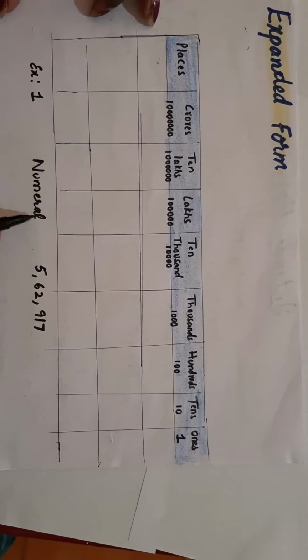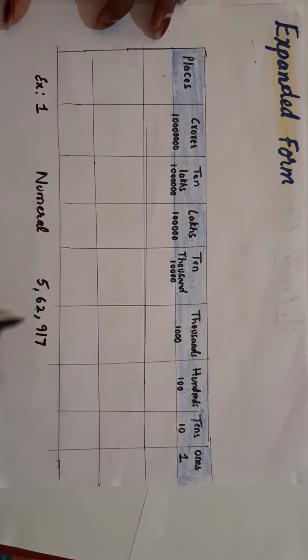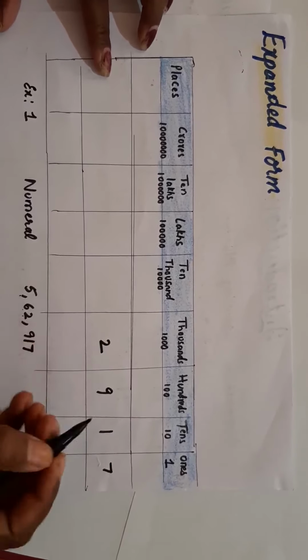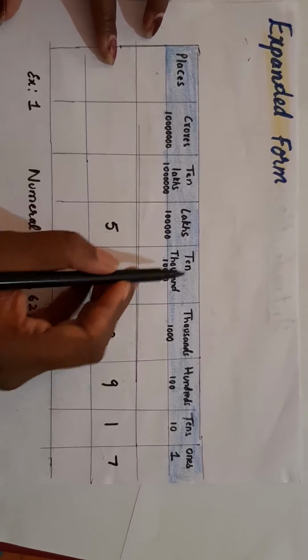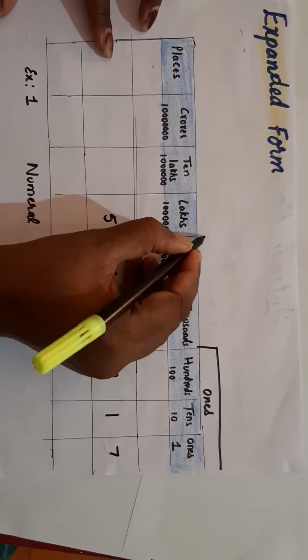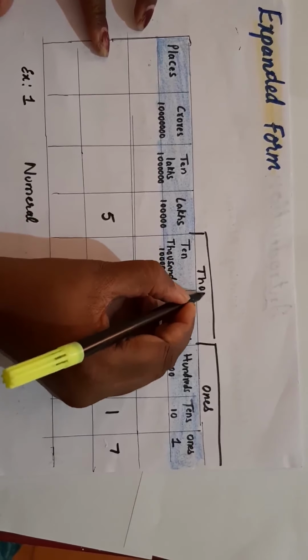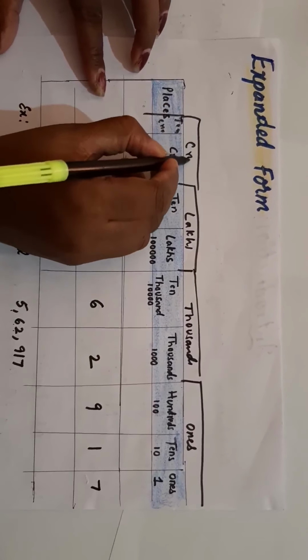For example, one numeral is taken: 5,62,917. First we will write this in the place value chart. Ones place, tens, hundreds, thousands, 10,000s and lakhs. This is separated into periods, as you know: ones, thousands, lakhs, and 10 crores will be crores.